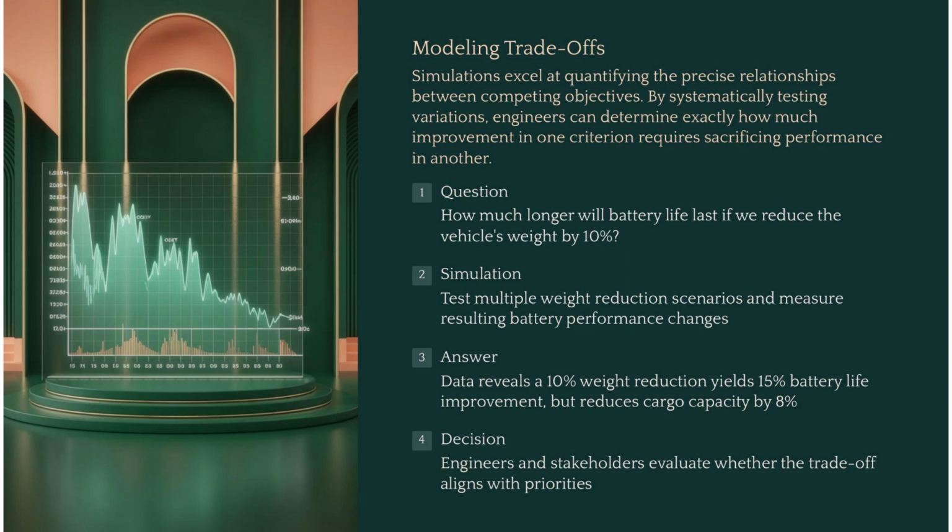Simulations are fantastic for visualizing and understanding trade-offs. By varying a single design element, say the thickness of a solar panel, the simulation can immediately show you the resulting trade-off. A thicker panel is more durable, good, but more expensive, bad. You can use this data to precisely quantify the relationship between cost and durability, helping you find the sweet spot where you get the most resilience for the least amount of extra money.